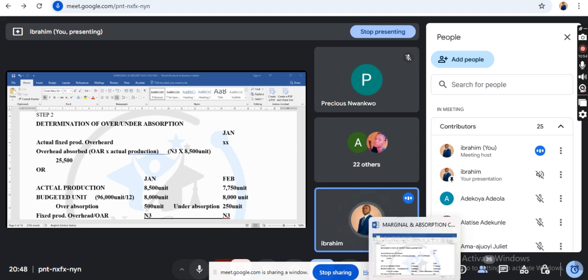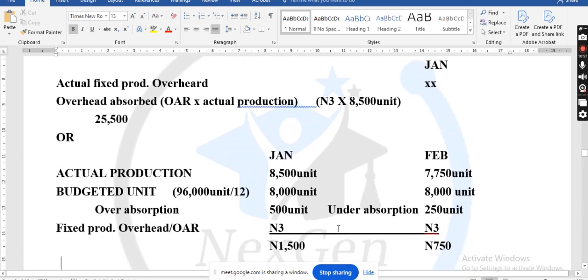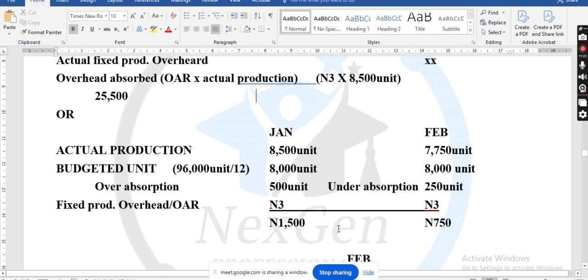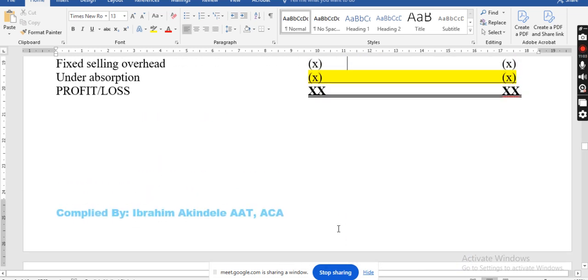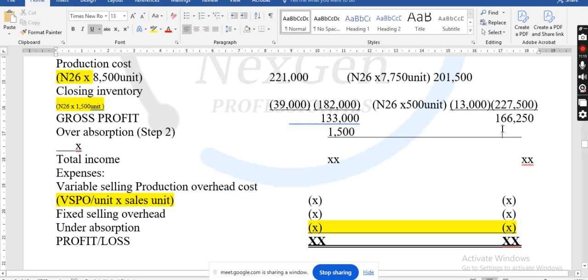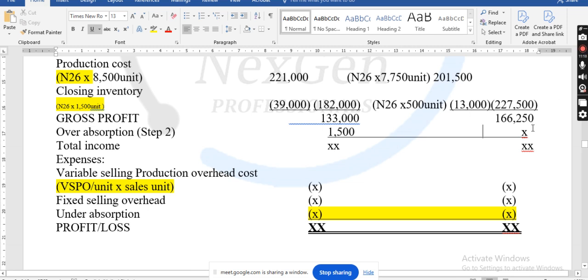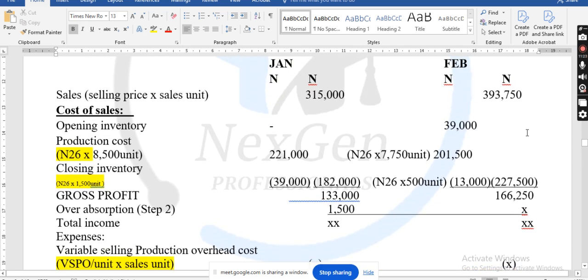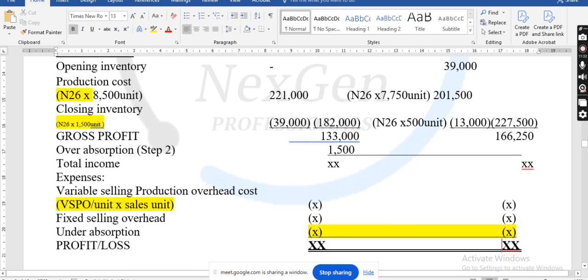Now, which means that we quickly go back, and since over is 1,500, let me remove this. Over is 1,000, 1,500, right? Why the under? For February, don't forget that February is under. So which means that under will be treated as what? Your expenses, class.